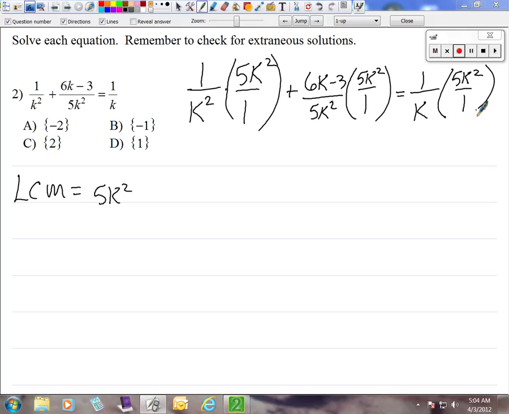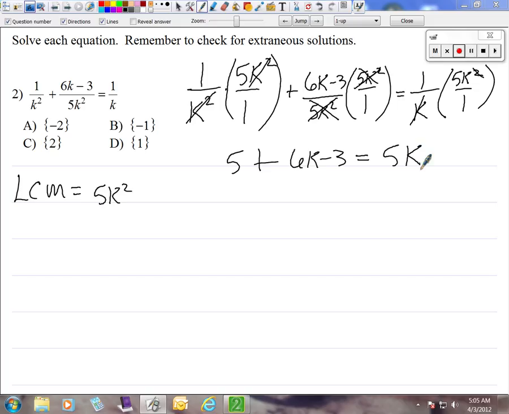Look at the first fractions. k squared makes a 1, leaves me a 5. Plus, oh my goodness, this is nice here. These both cancel, making a 1, leaving me 6k minus 3 equals, but here we cancel a k with one of the k's at the top, making a 1, and we end up with 1 times 5k, which is 5k.